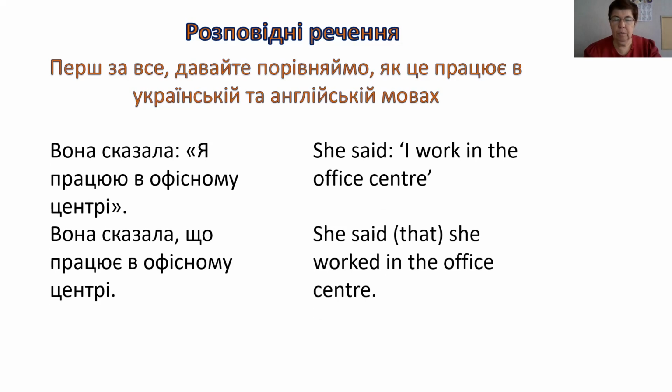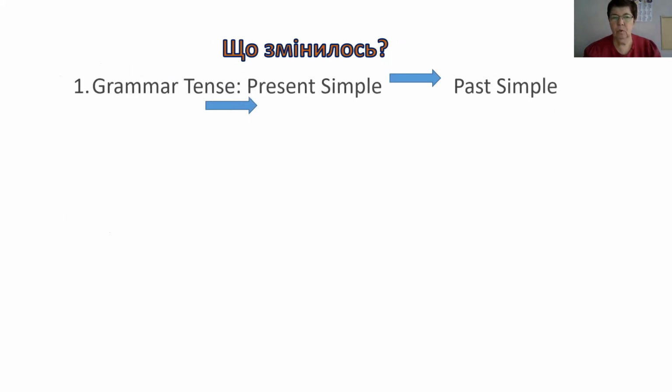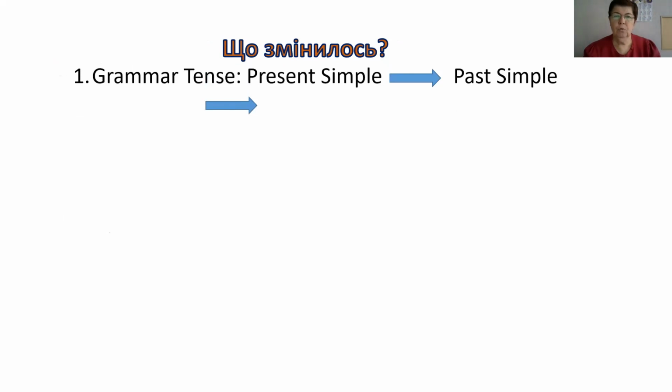You can see here that in direct speech, the verb work is in present simple, and in the indirect speech, the verb work is standing in the past simple, worked. Now we have to understand what changes. First of all, we have the change of grammar tense. Present simple changes into past simple. The second change is pronoun I changed into she.